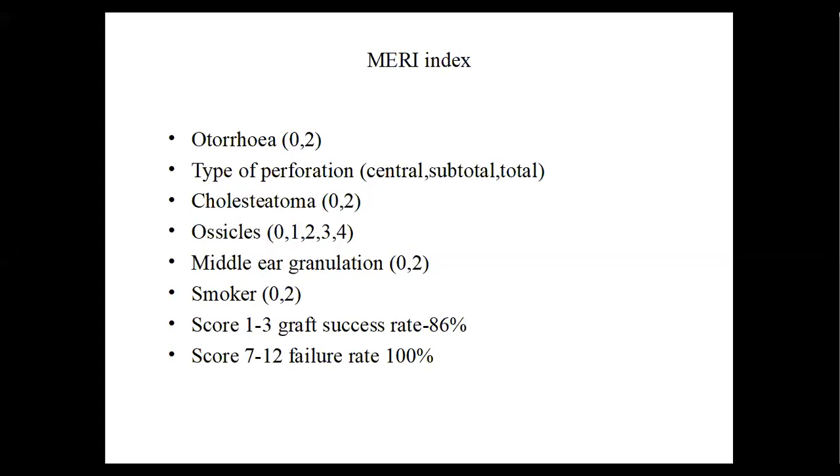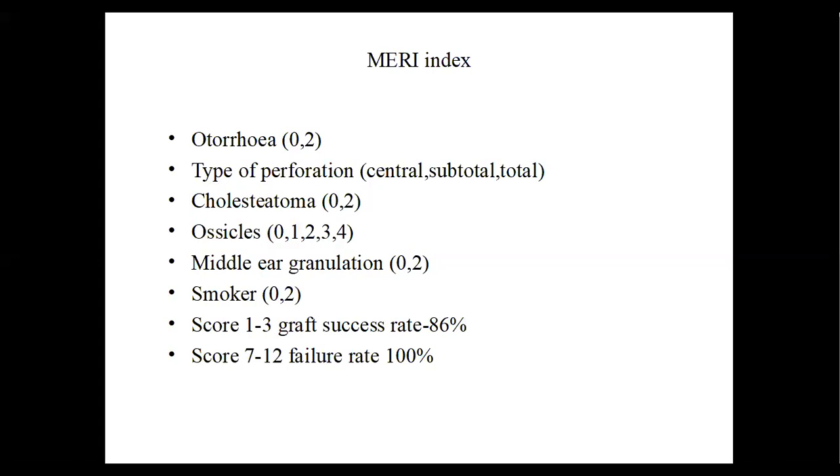Then depending on the type of perforation, whether it is central, subtotal or total, each is given a mark of 1. And presence or absence of cholesteatoma. If there is no cholesteatoma, you grade it as 0. If there is a cholesteatoma, then grade it as 2. Then depending on the integrity of the ossicle, it is graded 0 to 4. Then presence or absence of middle ear granulation, and history of smoking. If he is a smoker, then give the grade of 2. So once you add up all that, then look for the score.